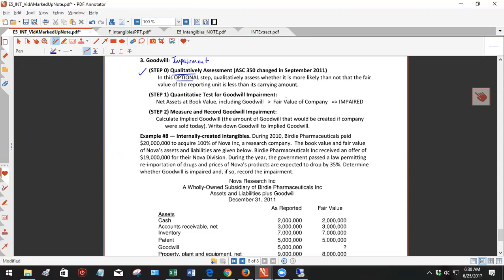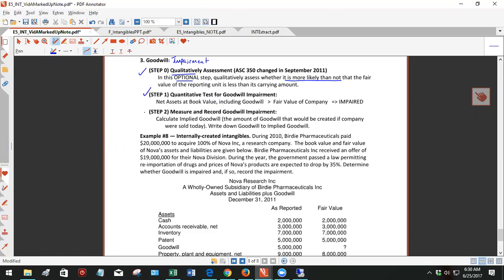And the standard actually says it is more likely than not that the fair value of the unit is less than its carrying amount, which means you would go on to step one. Okay, they call it step zero because they already had step one and two. So we don't have to do this. I'm not gonna give a case or a problem with it. It could come up in a conceptual question, okay?